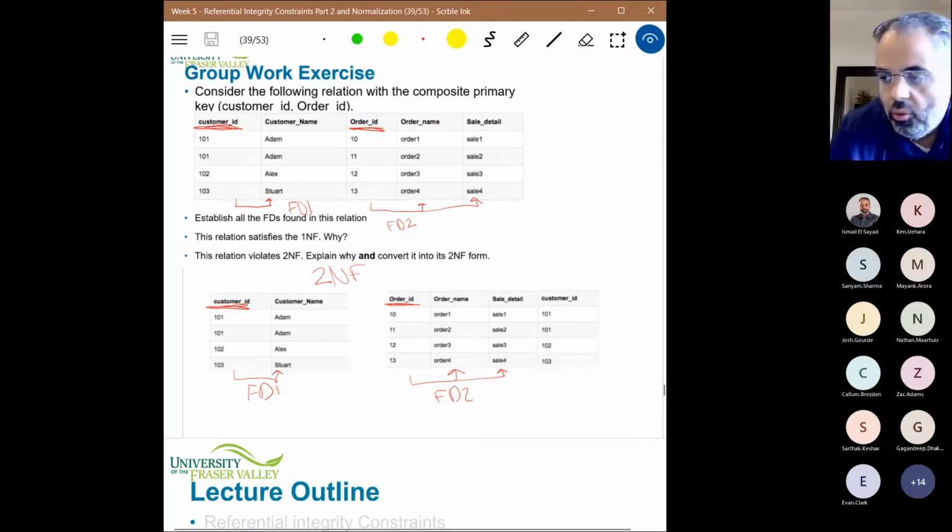So before we go to the second normalization, the first question was to establish all of these. The second one was, is it first normal form? Yes, it is the first normal form because it doesn't have any multi-valued attributes. And then the relationship does violate the second normal form, as it says here. Why is it violated?